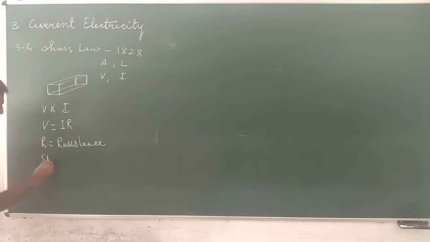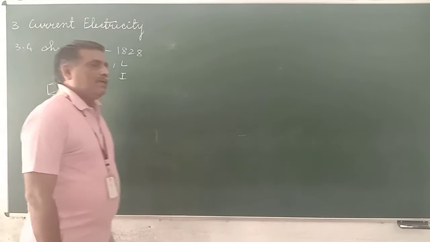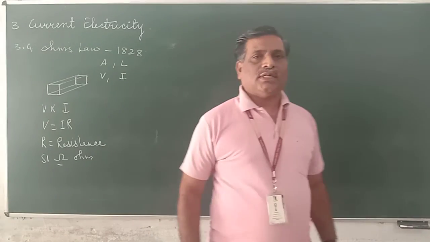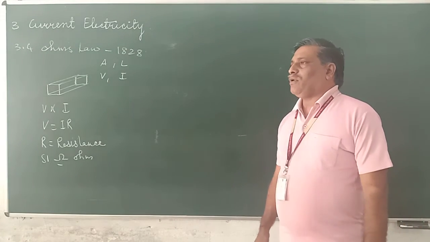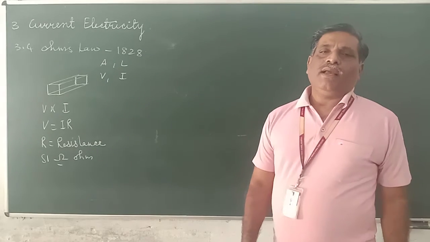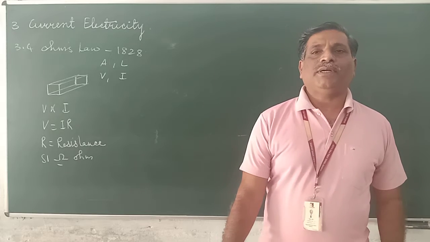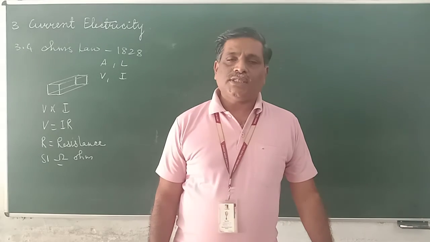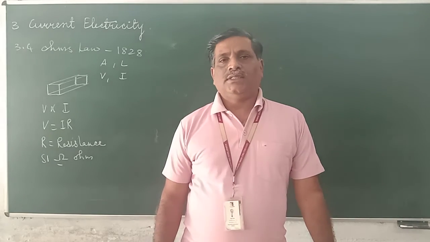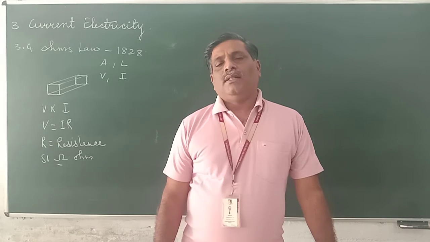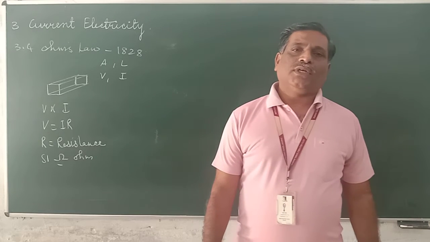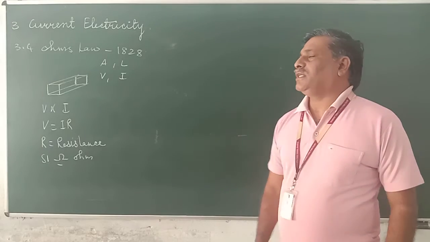Its SI unit is ohm, given in honor of the scientist. This R depends on the size, shape or dimensions of the material, and also on the temperature of the surroundings. It is also a characteristic of the particular material. So resistance depends on the material itself, the physical dimensions of the conductor, and the temperature of the surroundings.